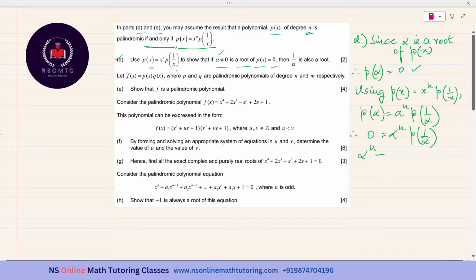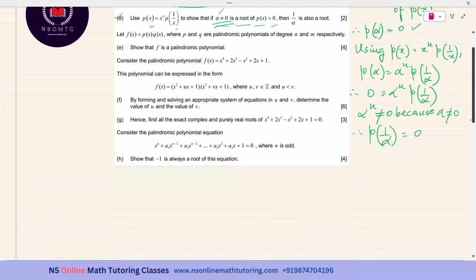Alpha to the power of n is not equal to 0 because alpha is not equal to 0. Therefore p of 1 over alpha is equal to 0, because the product is equal to 0. Therefore 1 over alpha is also a root. Okay, done.